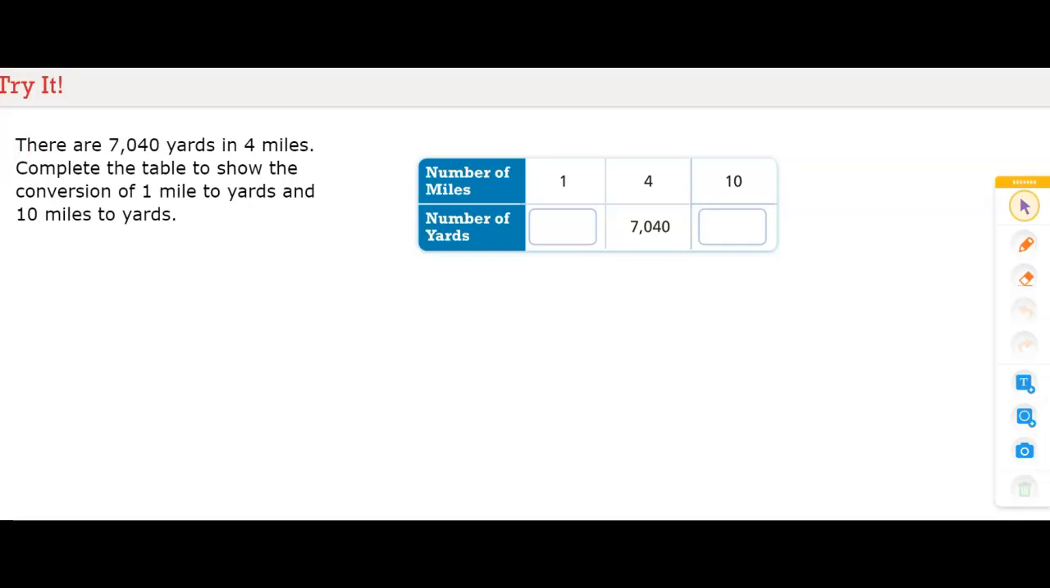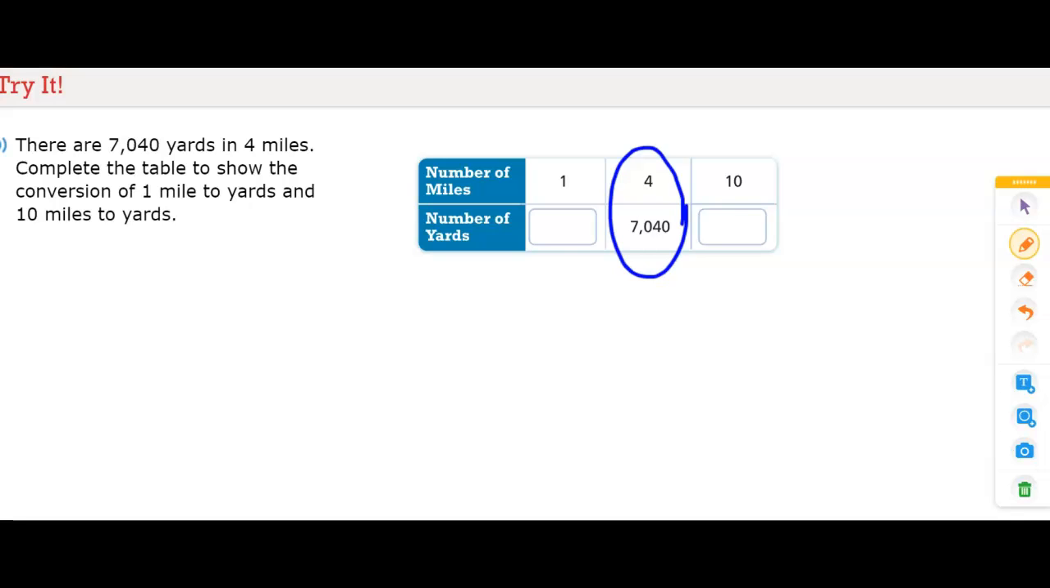There are 7,040 yards in 4 miles. Complete the table to show the conversion of 1 mile to yards and 10 miles to yards. First, I'm going to see what my original ratio is, let me just circle it, 4 and 7,040. 4 represents the miles, the 7,040 represents the yards. So they want to know the conversion of 1 to 10 miles to yards.